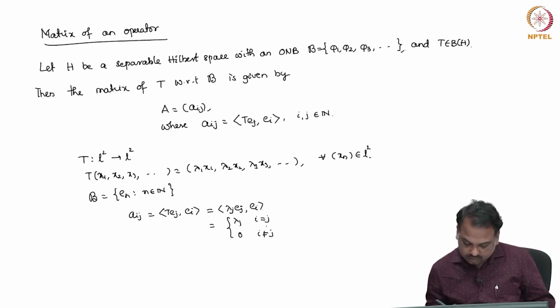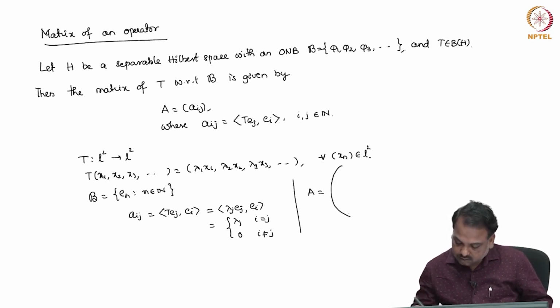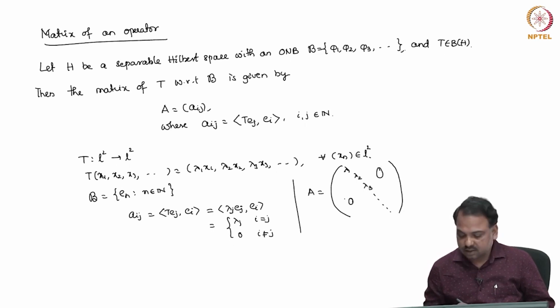That means the matrix of T, A, has only the diagonal entries lambda j, and the remaining entries are 0. So this is a diagonal matrix with the diagonal entries lambda 1, lambda 2, lambda 3, and so on. This is an infinite by infinite matrix. So we can treat bounded linear operators on L2 as infinite by infinite matrices, and this matrix changes with respect to the orthonormal basis, similar to the finite dimensional case. So this example generalizes the finite dimensional case.